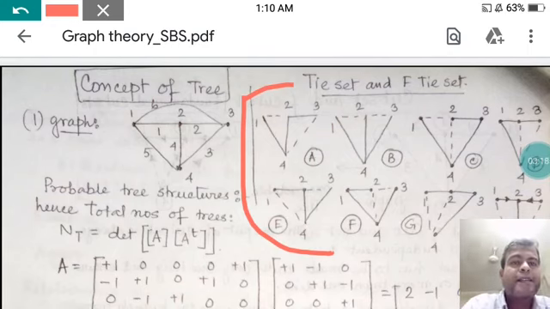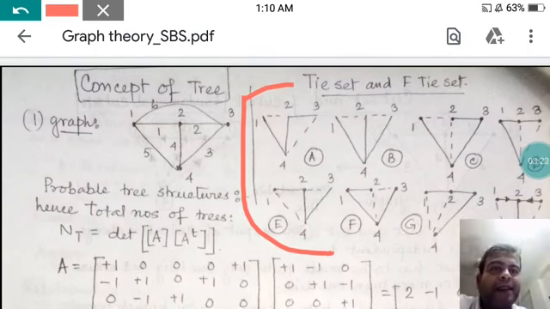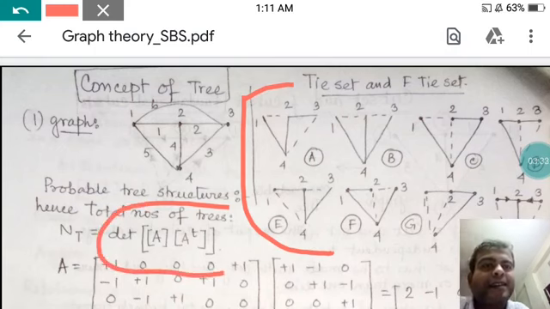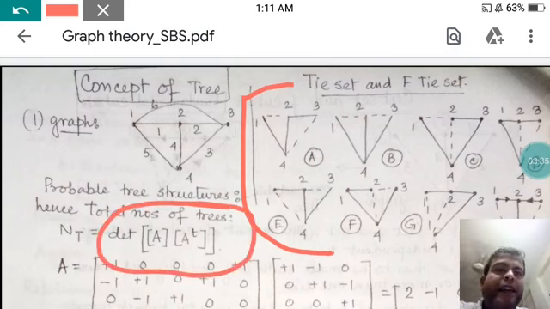So how do we determine the total number of trees? That is done by calculating the determinant of A times A transpose, where A is the incidence matrix. Whatever value comes out is called NT, the total number of probable trees.